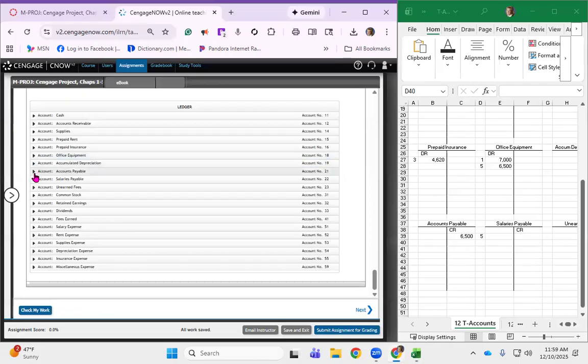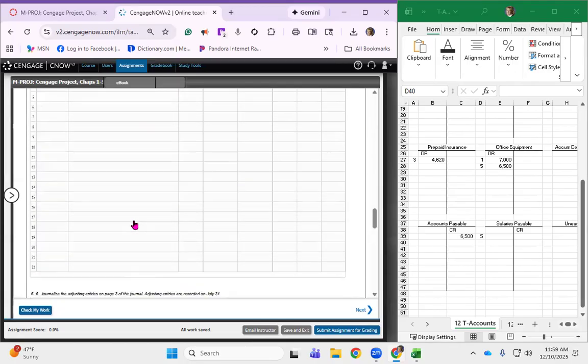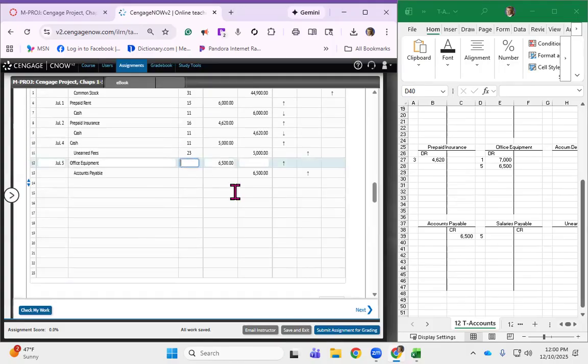Okay, and then now accounts payable. The date is July 5th, from page 1 of the general journal. This is going to be a credit because we owe on what we just purchased in office equipment, and make sure you go to the credit column for both the entry and the balance. Now close it. Now we're going to put in the account numbers for a post reference. So this is 18 and this is 21, I believe. All right. Our next date is July 6th.